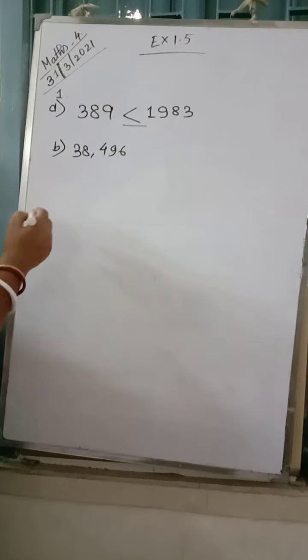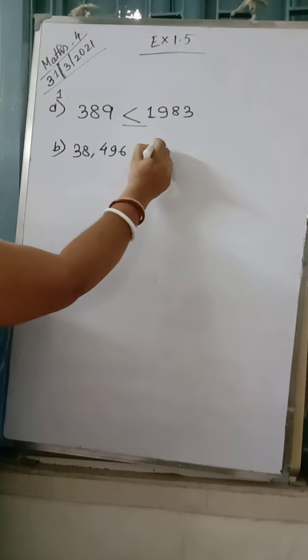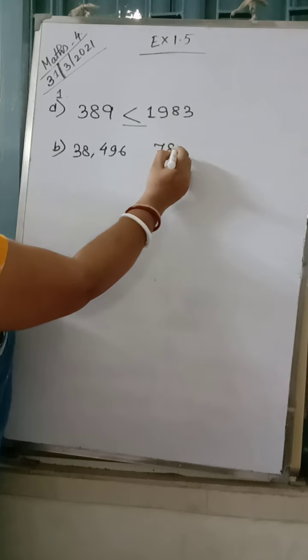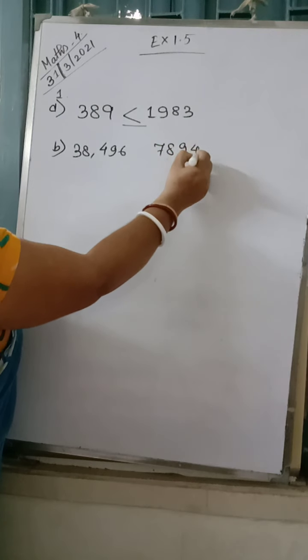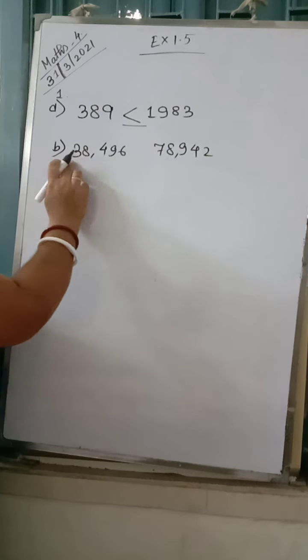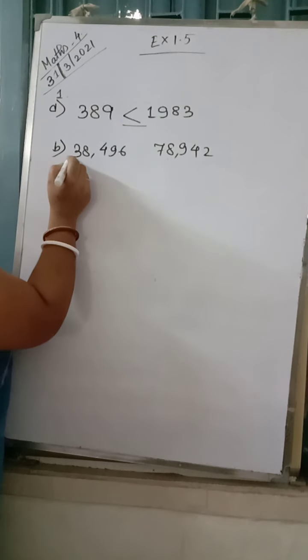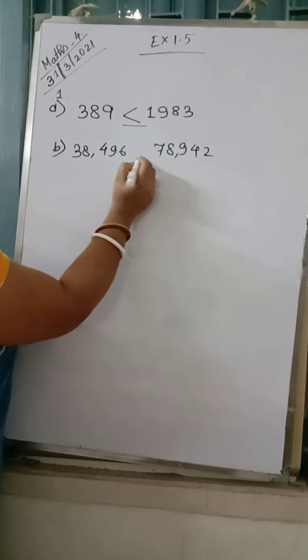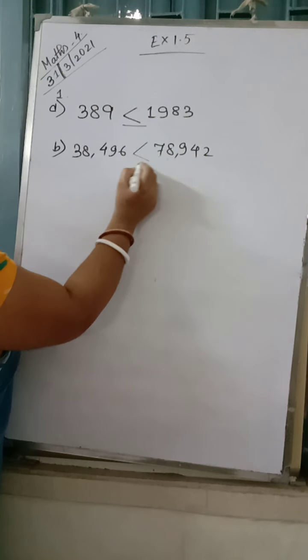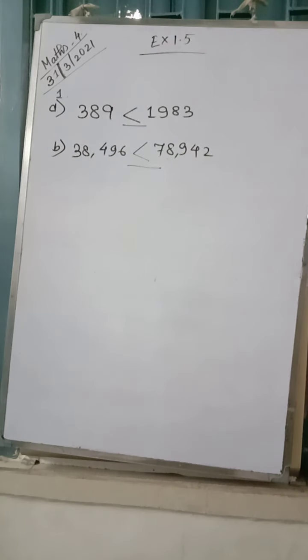This is 1A. You have 38,496 and 78,942. Now here you have 5 digit numbers. This side also 5 digits, this side also 5 digits. So what to see? You see the numbers at the 10,000 place: 3, 7. So 7 is greater. So the sign will be like that, because 78 is greater than 38, is it?